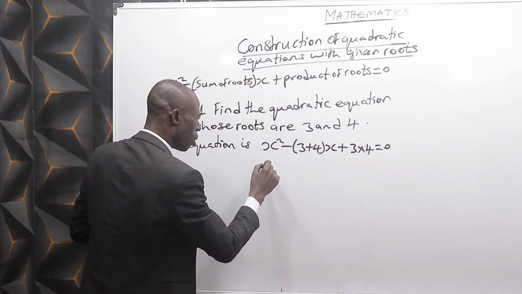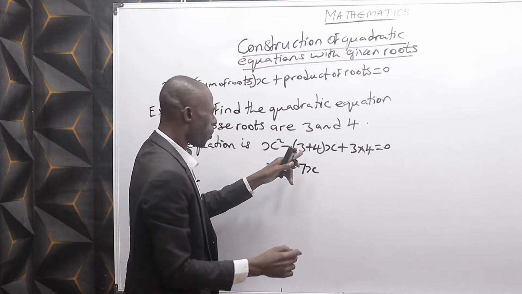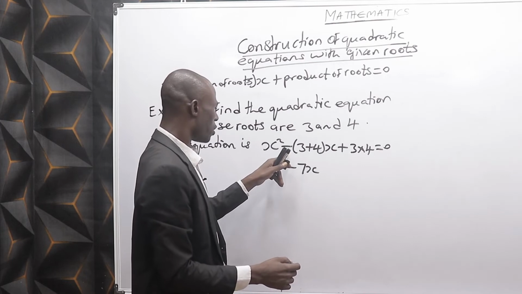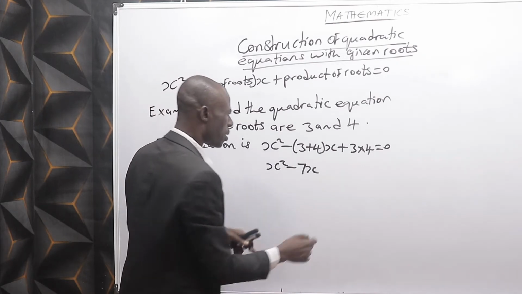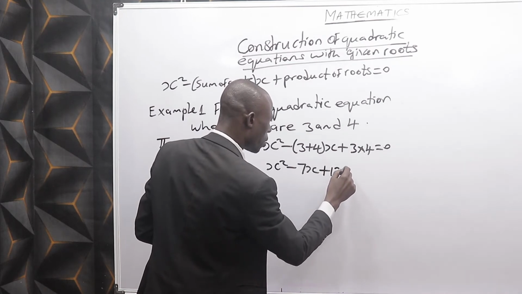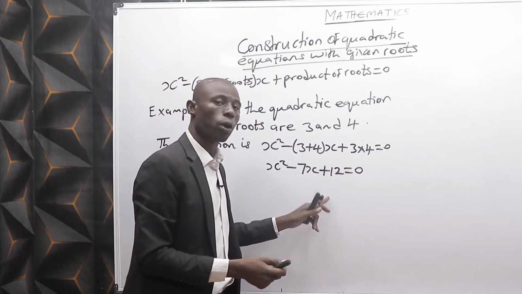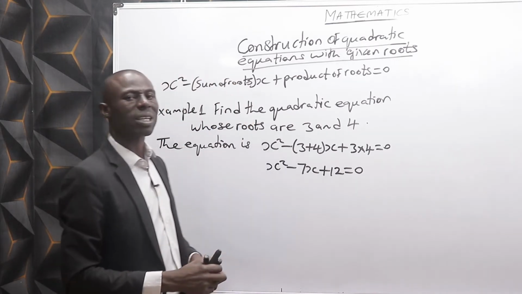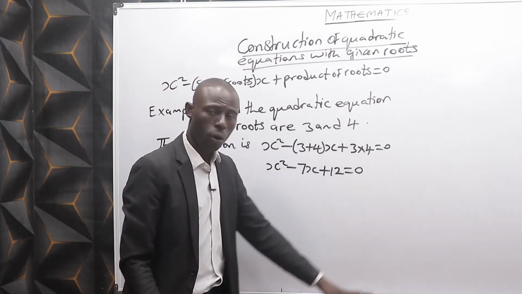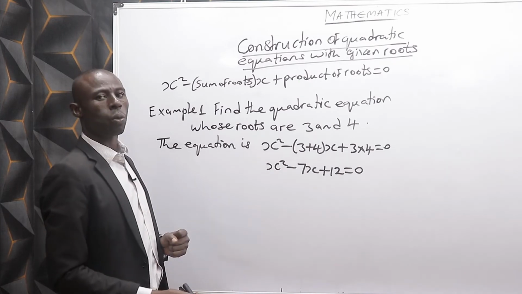So you have x squared minus 7x. 3 plus 4 is 7. 7 times x is 7x. The minus is in front. 3 times 4 is 12. Plus 12 equals 0. That is the quadratic equation. x squared minus 7x plus 12 equals 0 is the quadratic equation whose roots are 3 and 4. That is a method. There are other methods, but that is one of them.